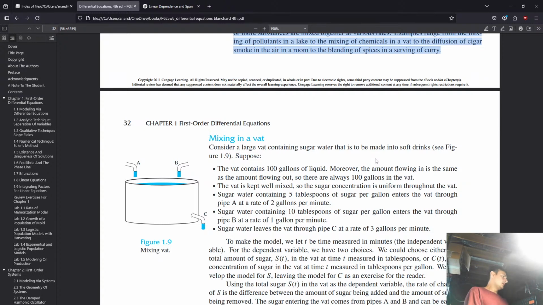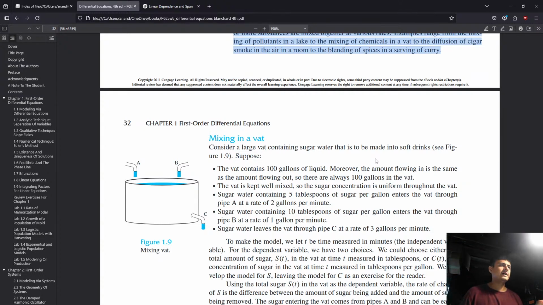Alright. Mixing problems. Sounds cool. Consider a large vat containing sugar water. Okay.